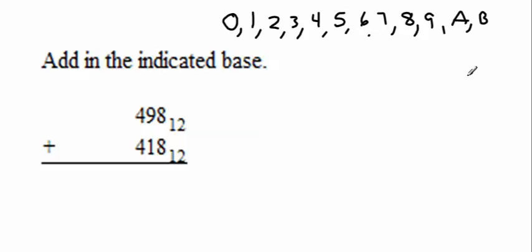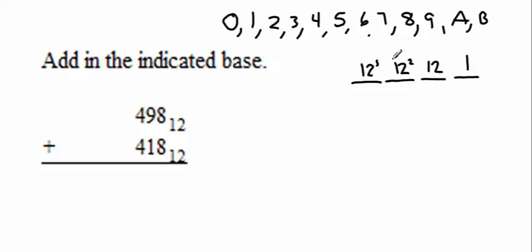So recall, if it is base 12, the place values would be the 1s, the groups of 12s, and the groups of 12 squared, which is 144, and then the groups of 12 to the third. So unlike base 10, we don't have the 1s, the 10s, the hundreds. We have the 1s, the 12s, the 144s, and so on.